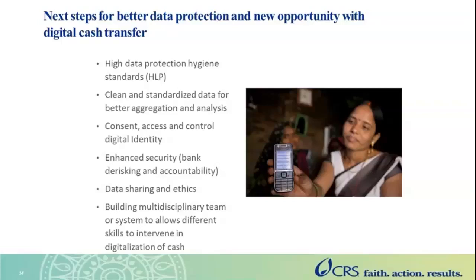We need to work more on clean and standardized data for better aggregation and analysis that will allow us to do more digital cash and more innovative ones, such as trigger-based intervention or predictive modeling or customization of assistance to individual needs. We need to work more on the consent, access, and control of information shared by beneficiaries, making sure they have control of it. It's critical, particularly if we want to build digital identity that would allow financial inclusion.